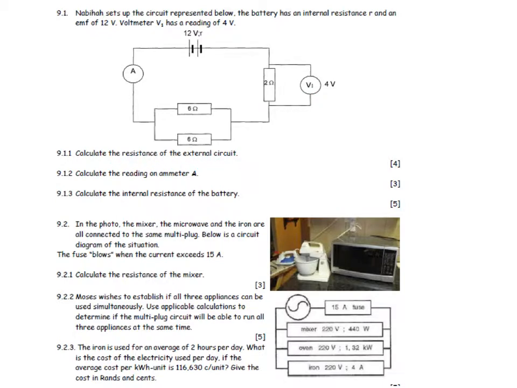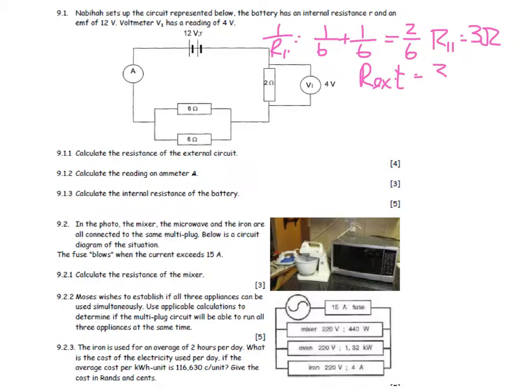So I can simply say 1 over 6 plus 1 over 6 is 1 over R parallel. I land up with 2 over 6, and then I flip it, and R parallel turns out to be equal to 3 ohms. Not difficult. The external resistance is therefore going to be the 3 plus the 2, so I land up with 5 ohms.